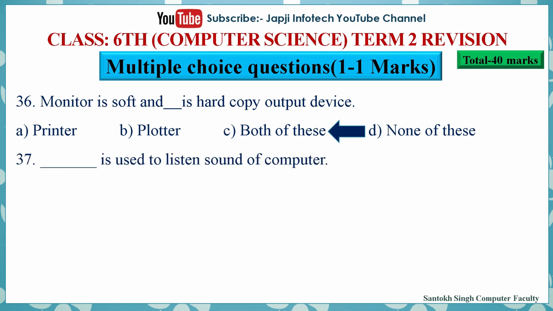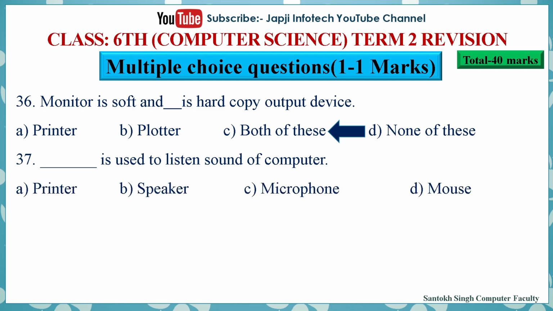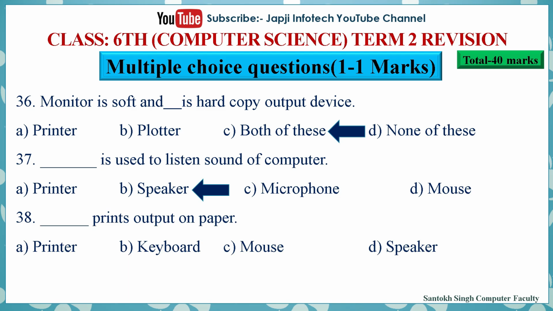37th question is dash is used to listen sound of computer and the options are printer, speaker, microphone, and the last one is mouse. And the right answer is speaker is used to listen sound of computer. 38th question is dash prints output on paper and the options are printer, keyboard, mouse, and the last one is speaker. And the right answer is printer prints output on paper.